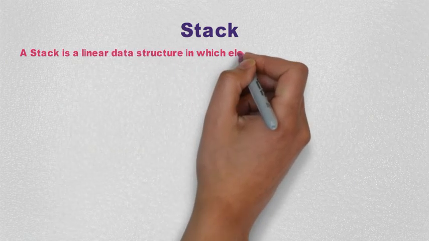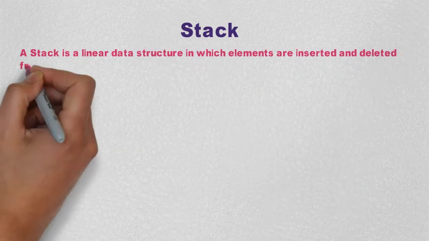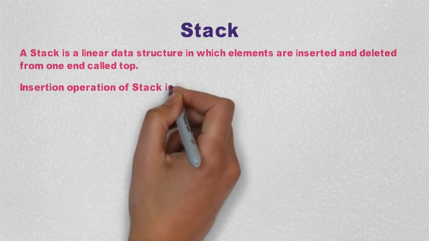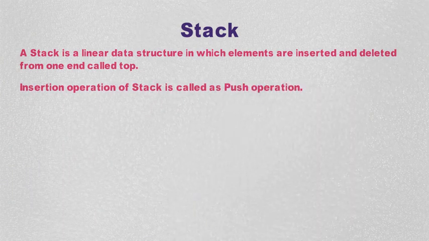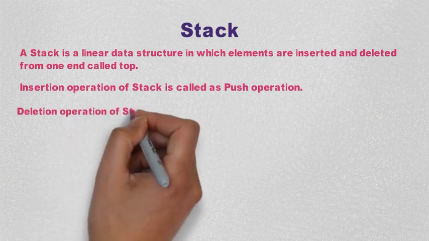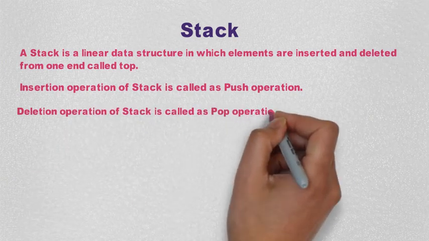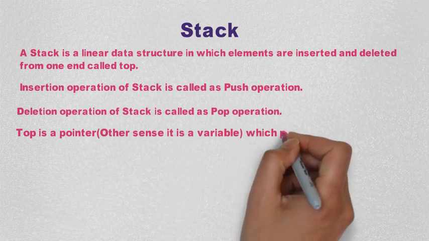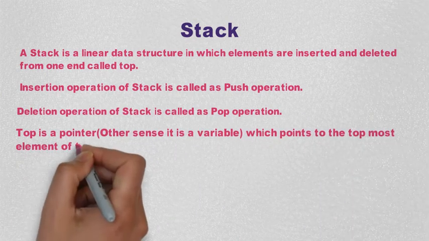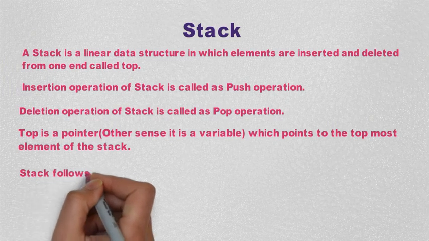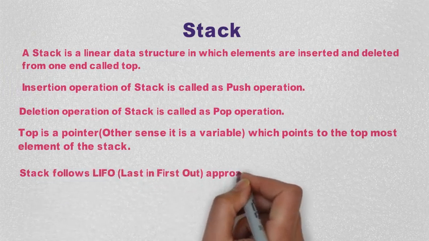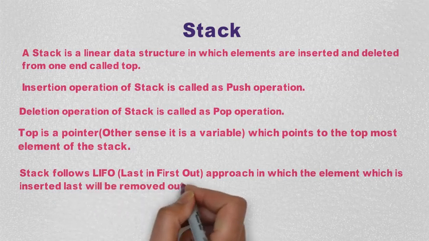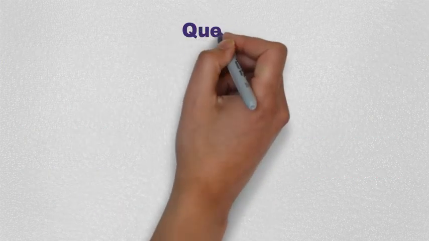A stack is a linear data structure in which elements are inserted and deleted from one end called top. Insertion operation of stack is called the push operation. Deletion operation of stack is called the pop operation. Top is a pointer. In other sense, it is a variable which points to the topmost element of the stack. Stack follows LIFO, last in first out approach, in which the element which is inserted last will be removed first. Now let us look at what is queue.